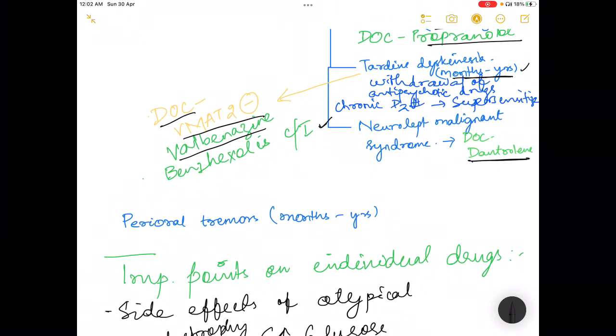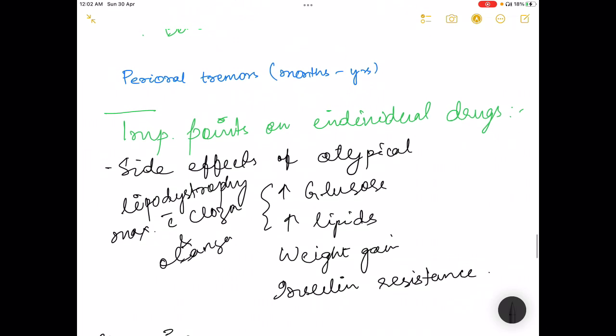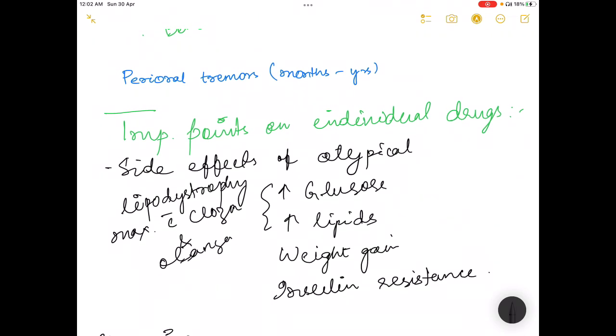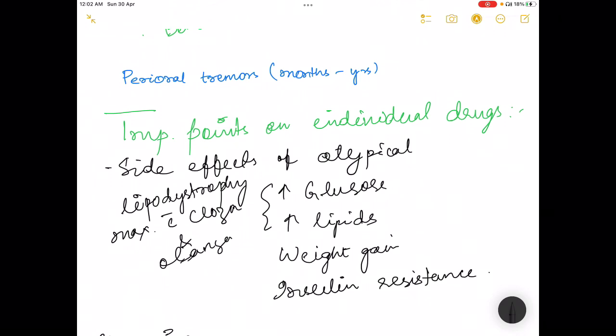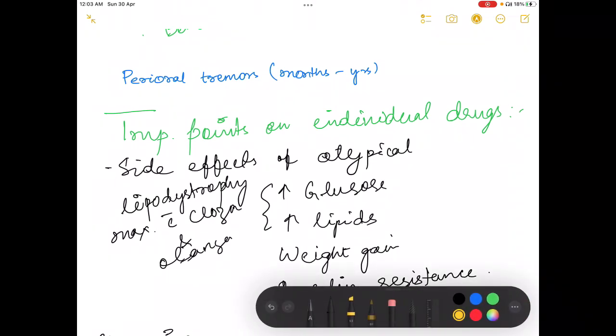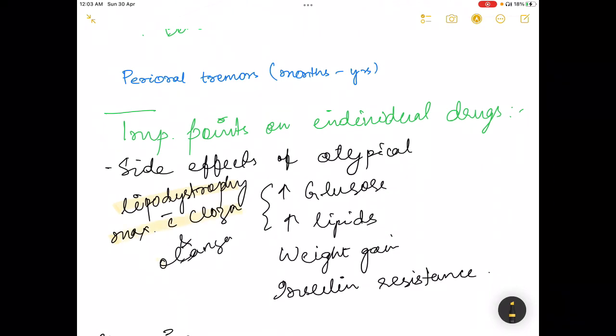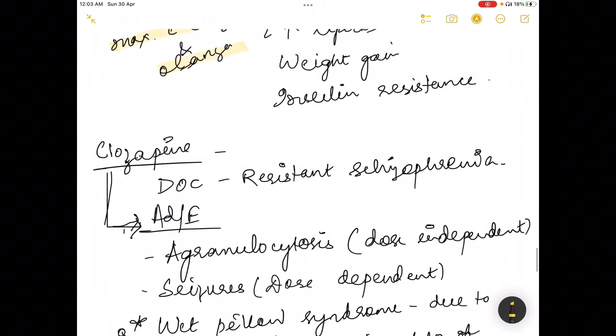Then perioral tumors are also caused, which take months to years to develop. Now coming to the individual drugs. The side effects of atypical drugs are mainly an increase in glucose and lipids, weight gain and insulin resistance. The extrapyramidal symptoms are less with the atypical antipsychotics. Lipodystrophy also occurs with clozapine and olanzapine.